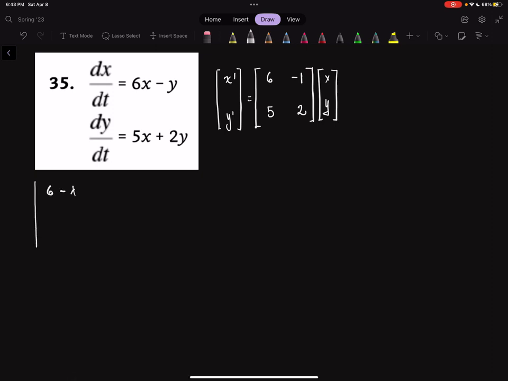It's going to be 6 minus lambda, minus 1 stays the same, 5 stays the same, 2 minus lambda right here. Then the vertical lines mean that we're taking the determinant of that. To take the determinant, I multiply these and these together, and I subtract the product of these two together. So what is that? And I'm also going to factor out a negative sign, so I get lambda minus 6, factor out another negative sign from that other term, and lambda minus 2 minus negative 1 times 5, and all of that has to be equal to 0.